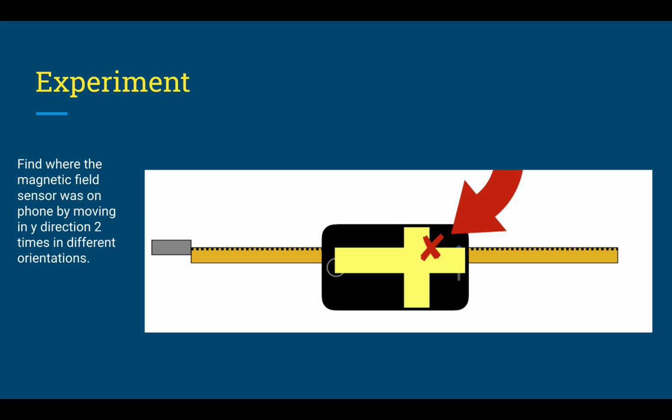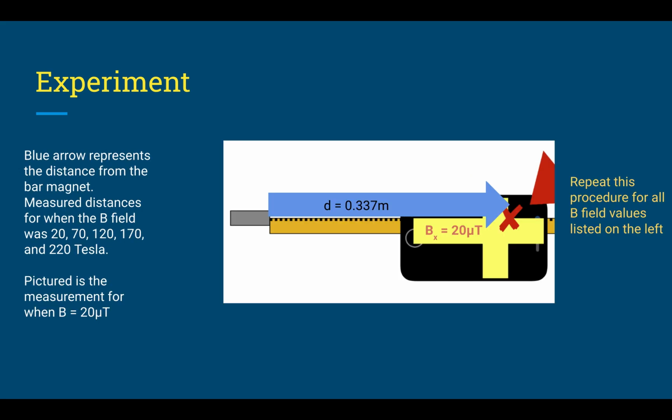So the next part was we had a spreadsheet to fill out, and we had to measure distances for when the B field was 20, 70, 120, 170, and 220 microtesla, which is times 10 to the negative 6. And so I've pictured this example, which was our average measurement for when the X component of the magnetic field was 20 microtesla. And we're supposed to repeat this 3 times for all 5 of those magnetic field measurements listed there.